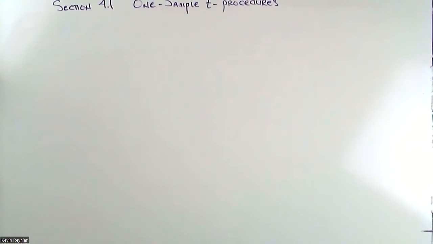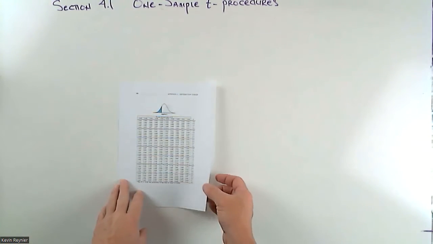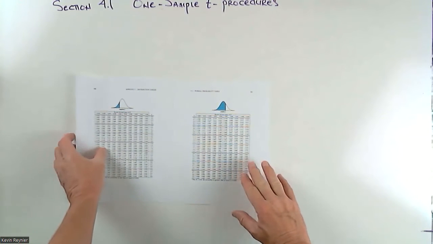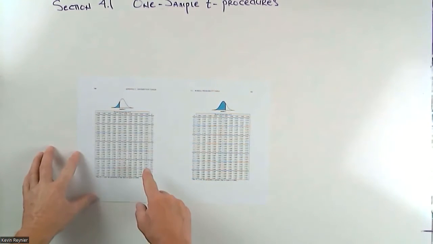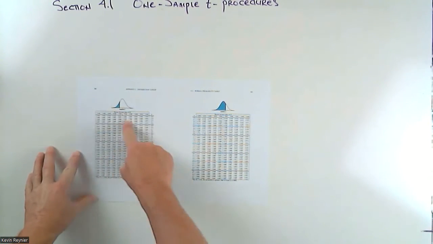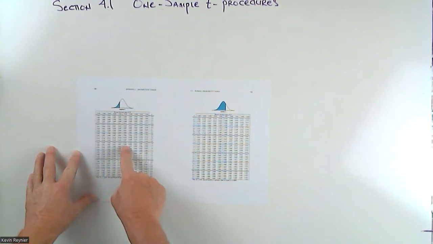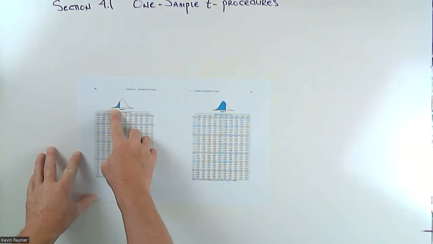And I brought up a copy of the normal distribution table because there's a big difference between when we use the normal distribution table and when we use the t-table. The p-value from the normal distribution table is in the body of the table. Okay, the p-value is these numbers here. That's our probabilities. That's the shaded region.